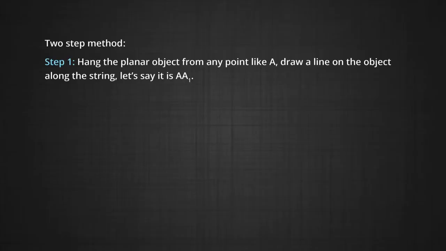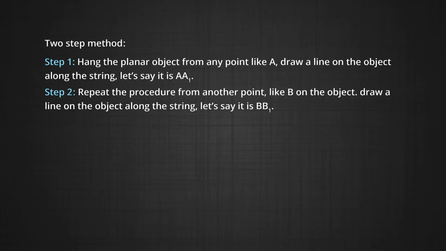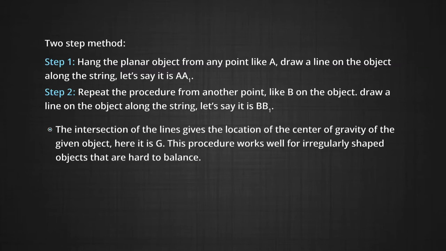Another way can be a two-step method. Step 1, hang the planar object from any point like A. Draw a line on the object along the string, which passes through your point of suspension. Let it be A1. For step 2, repeat the procedure from another point like B on the object and draw a line along the string passing through the point of suspension. Let's say it is B1. The intersection of the two lines gives us the location of the center of gravity for a given object. Here it is denoted as capital G.